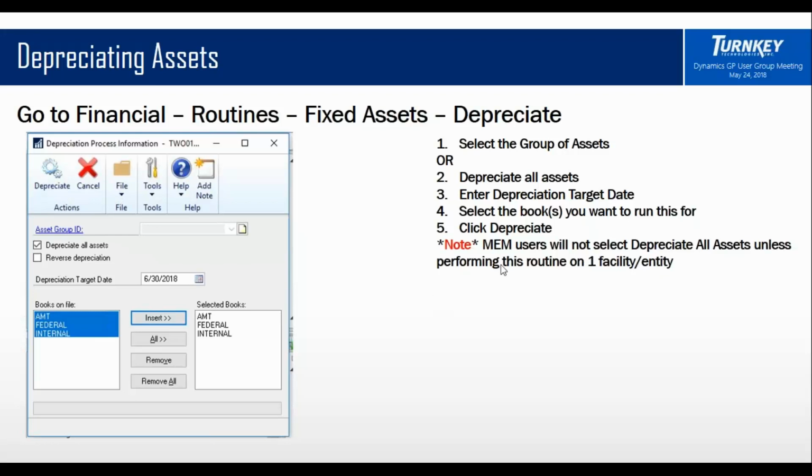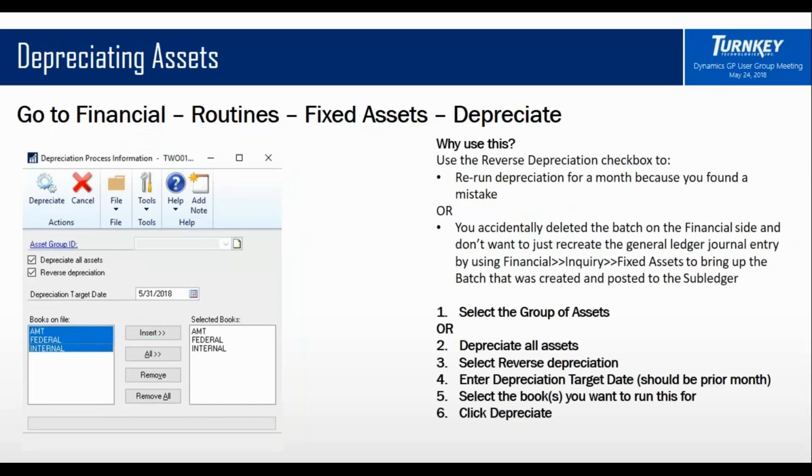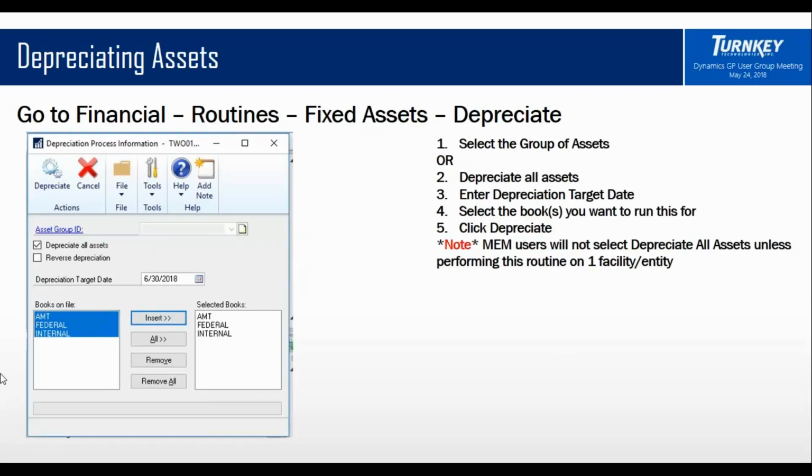And then when I get over to the MEM side to talk about those added items, MEM users won't be selecting depreciate all assets, but I'll talk about that in a few minutes. So when you do the depreciate, at the very bottom, there's usually a little progress bar that turns green. Once it's green, it is completed. And then you close the window.